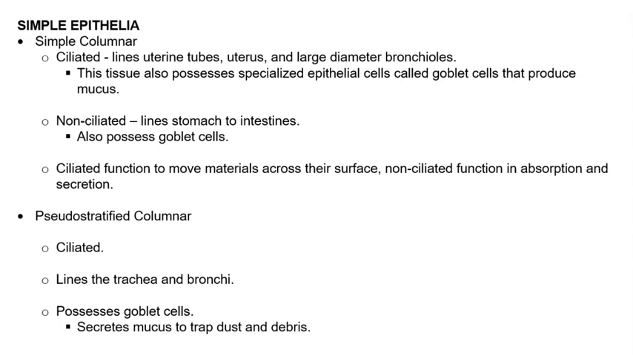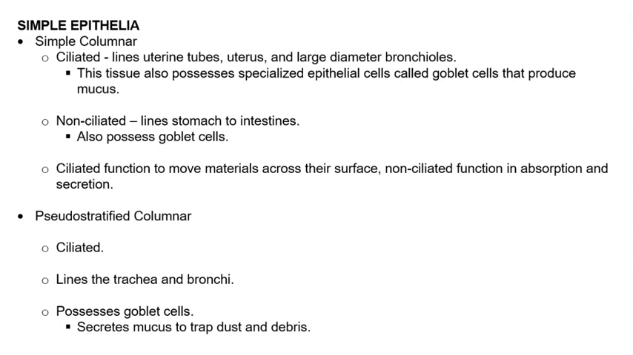The non-ciliated variety is found lining the stomach and the intestines, and this type of simple columnar epithelium also tends to possess goblet cells. The ciliated variety functions to move materials across the tissue surface, while the non-ciliated variety functions in absorption of nutrients and secretion of various digestive materials.